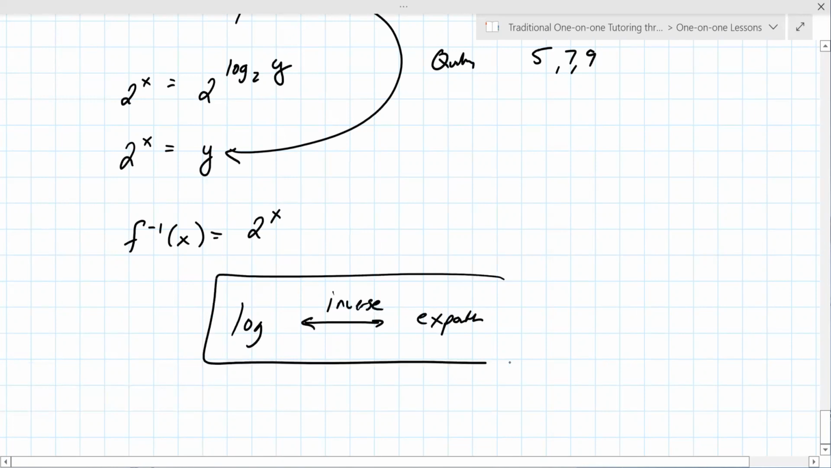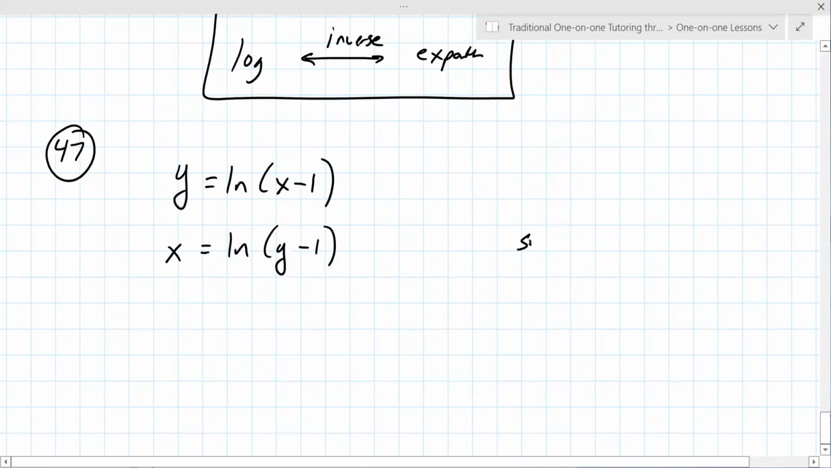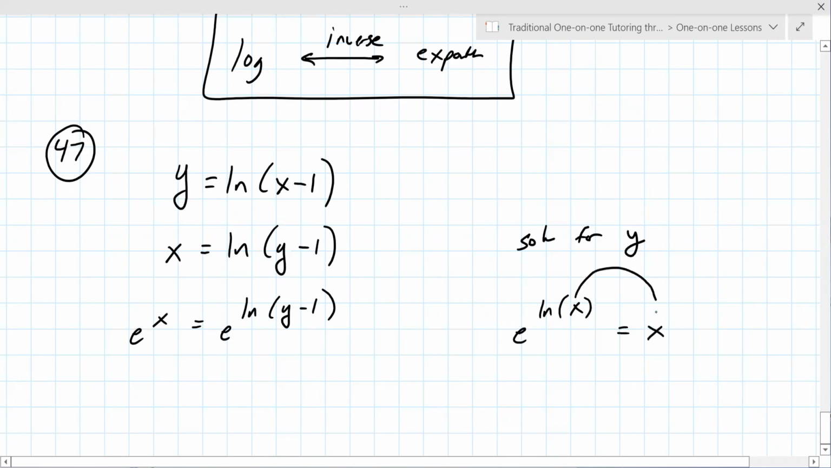Okay. 47 is next. All right, so we got y equals natural log x minus 1. So we're gonna switch x and y, and we're gonna solve for y. So we haven't done this yet, but to undo ln, you use e. Like that, and e to the natural log of, let's just say there's an x up here, this always becomes x, or whatever's inside.